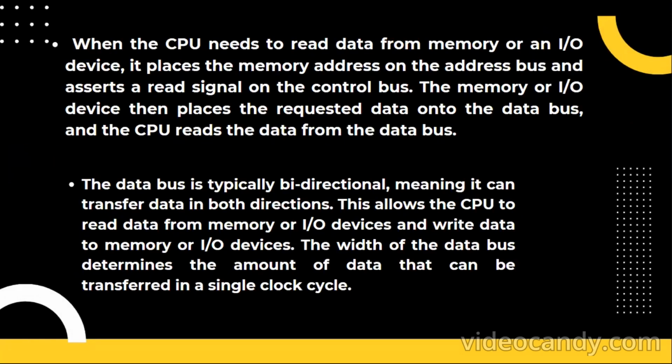The data bus is typically bidirectional, meaning it can transfer data in both directions. This allows the CPU to read data from memory or input-output devices and write data to memory or input-output devices. The width of the data bus determines the amount of data that can be transferred in a single clock cycle.